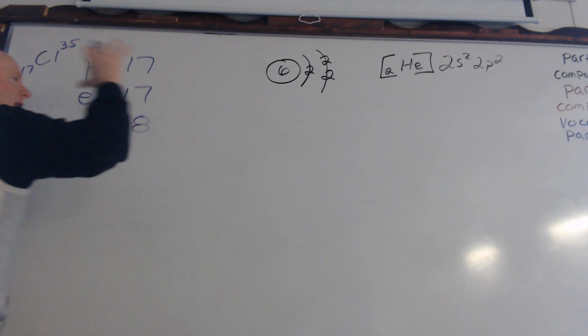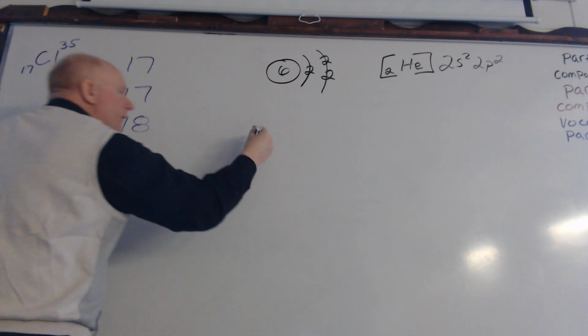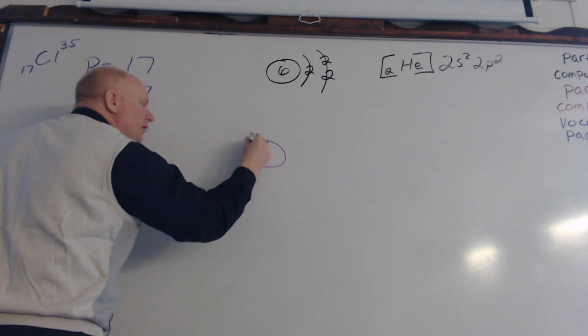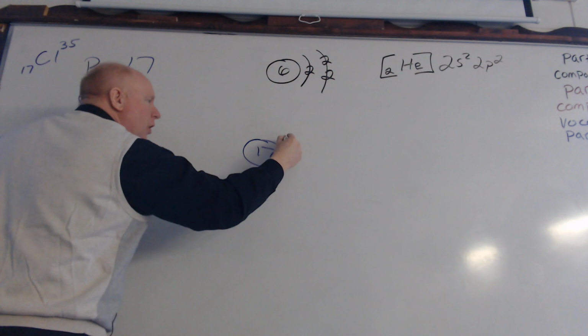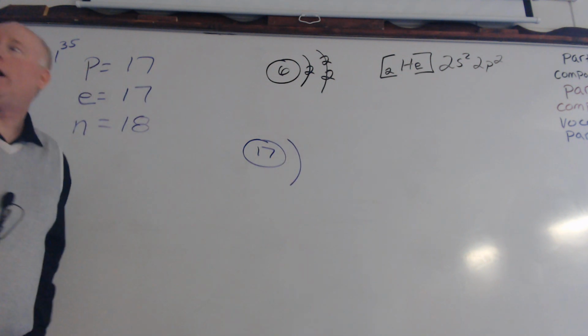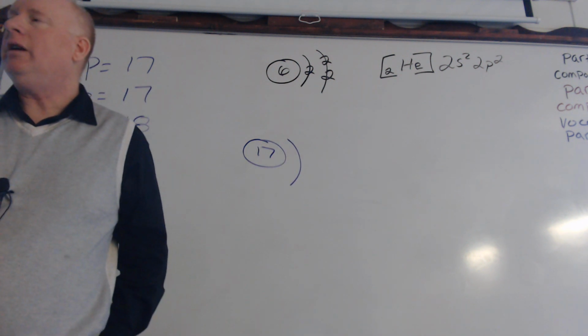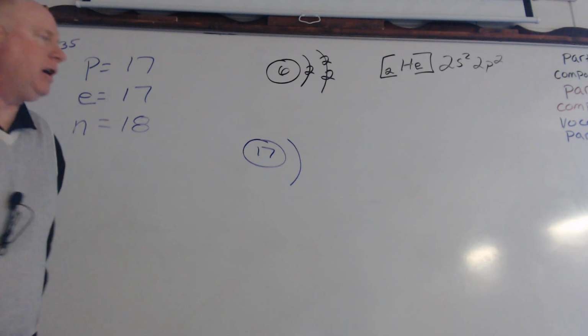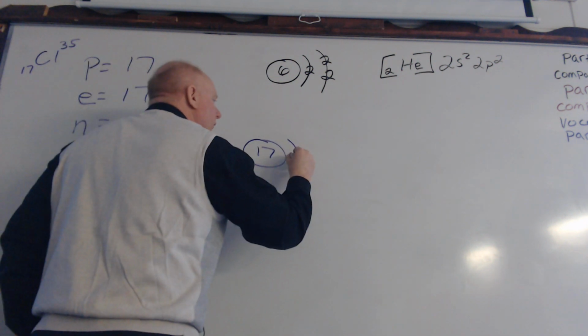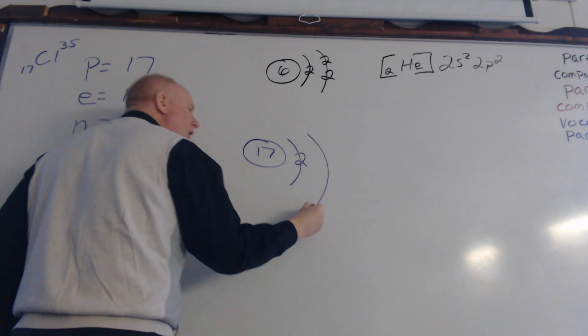So with that, if we're going to do the Bohr model for that, we know there's 17 in here. Let's show if it's neutral. I'm telling you, that's how you know. It's a neutral element. How many electrons should there be? 17. Okay? How do we go further from here?